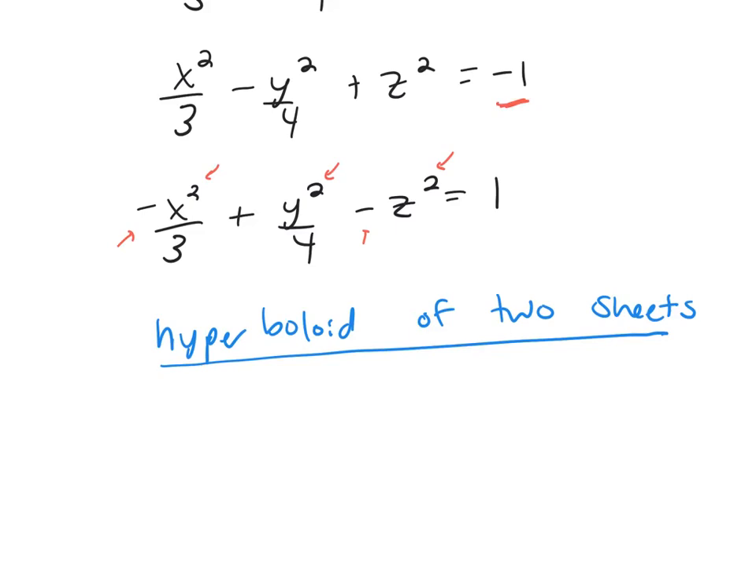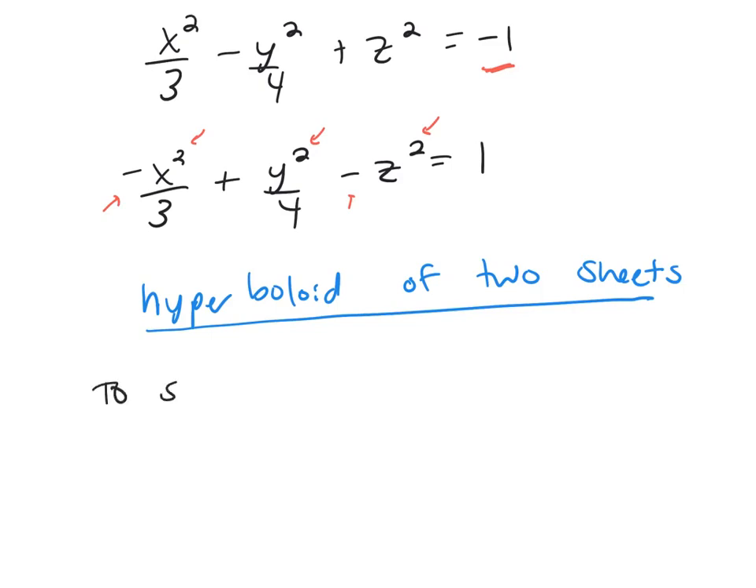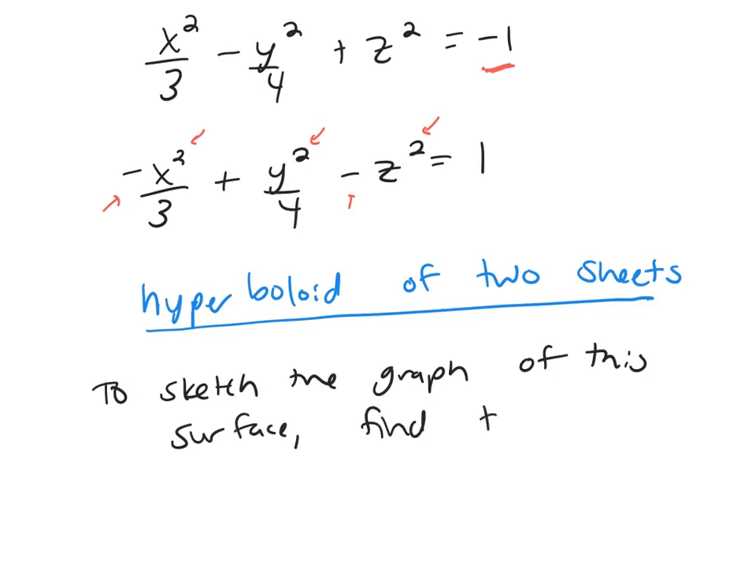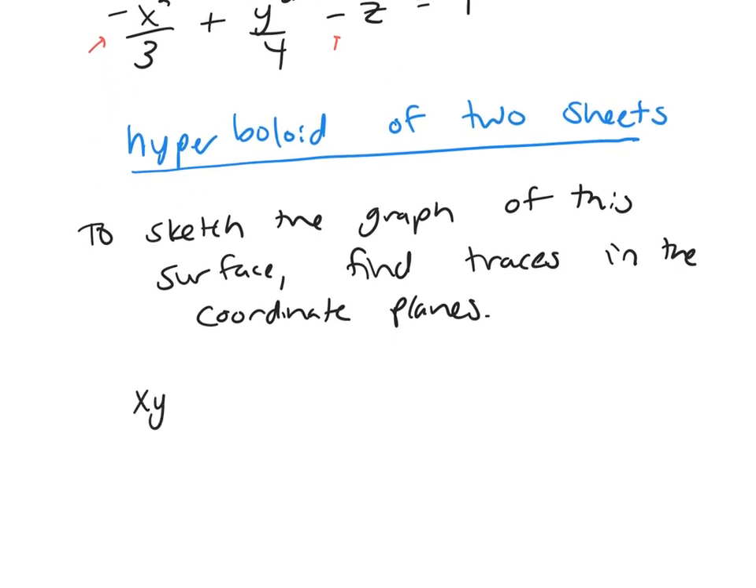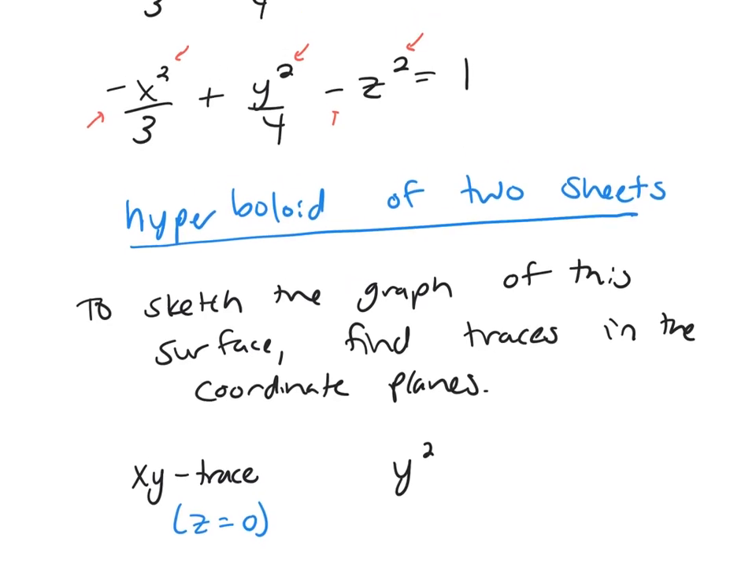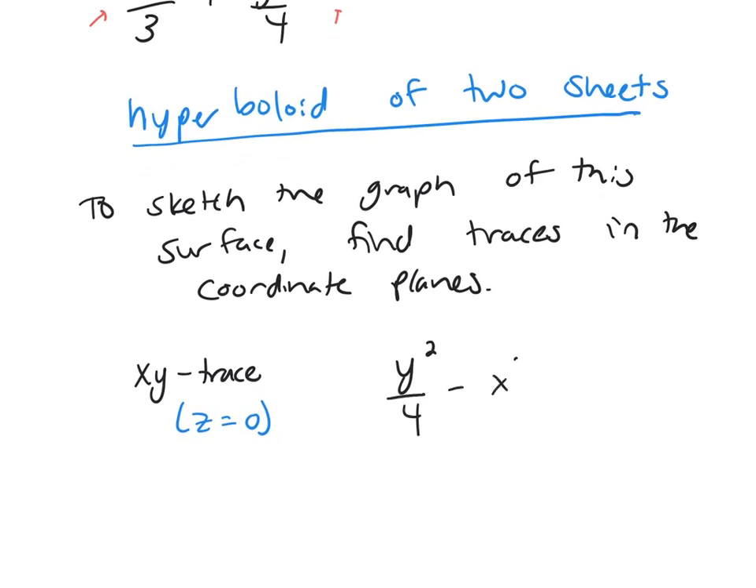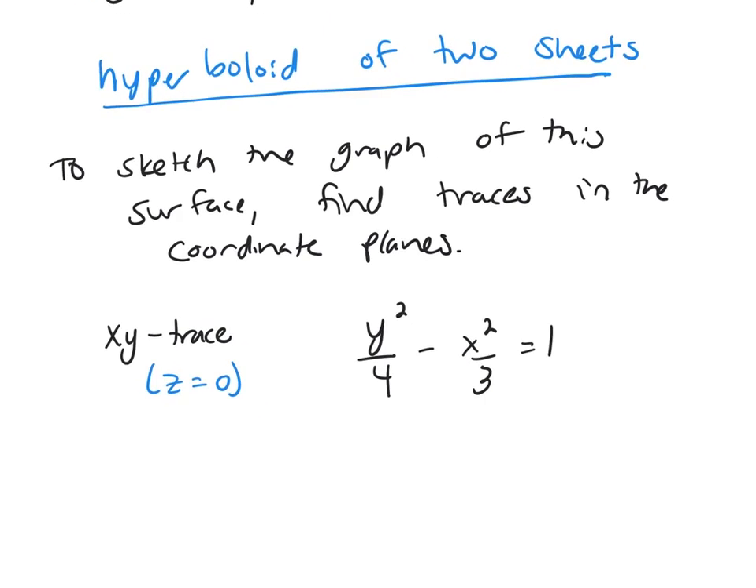So now what we want to do is sketch the graph of this surface. We're going to find the traces in the coordinate planes. So we're going to start with the XY trace, XY plane. That corresponds to z equals 0. So if you plug z equals 0 into your equation, you'll get y squared over 4 minus x squared over 3 equals 1. And what's this the equation of? It's the equation of a hyperbola.